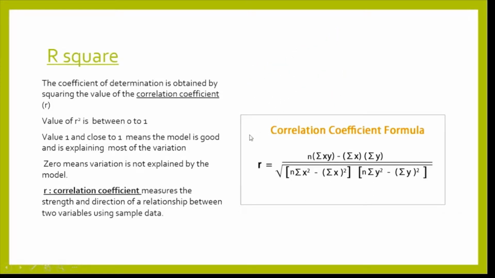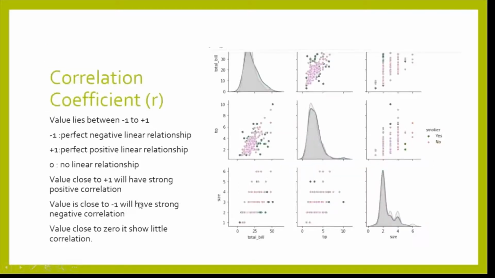Okay, so now let's come to this R, which is the correlation coefficient. This measures the strength and the direction of a relationship between two variables, how strongly they are related and what direction they are moving. Either they are moving positively in the same direction or negatively in opposite directions. Okay, so let's understand with the help of an example again.